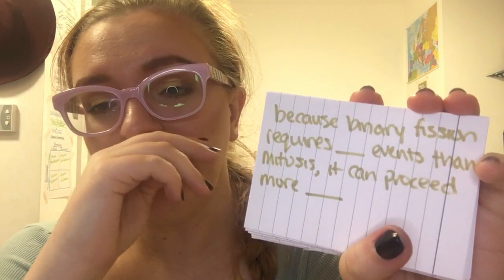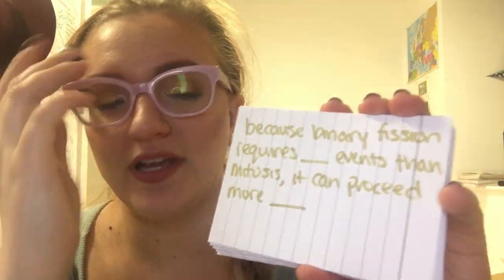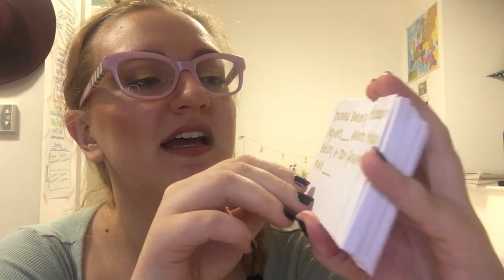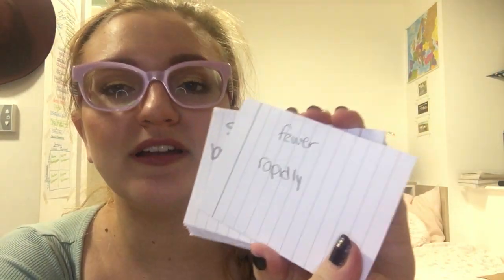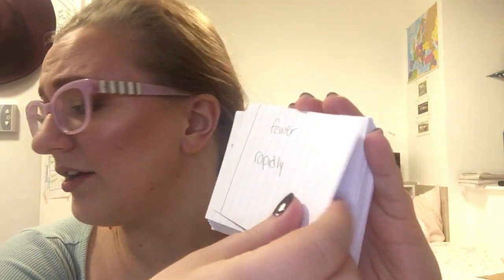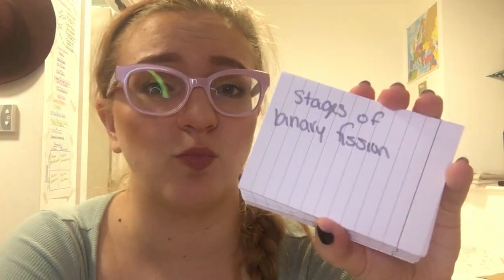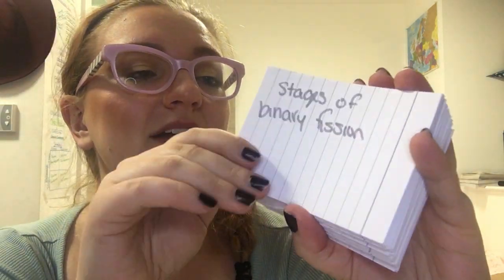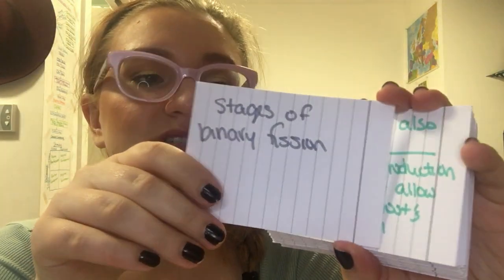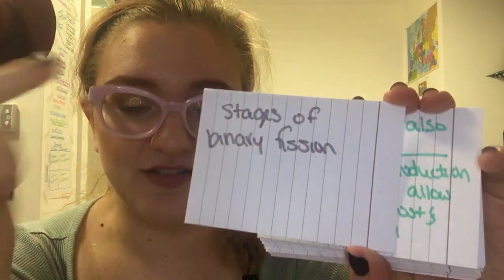Because binary fission requires fewer events than mitosis, it can proceed more rapidly. Binary fission is one of the main ways that prokaryotic cells such as bacteria reproduce, and because it requires fewer events than mitosis, which is the way eukaryotic cells reproduce, it can proceed much more rapidly. There are actually certain bacteria that can reproduce once every 20 minutes, which is pretty astounding when you think about it. The stages of binary fission: the three main stages are replication, invagination, and division. I do think there is a diagram of that in here.